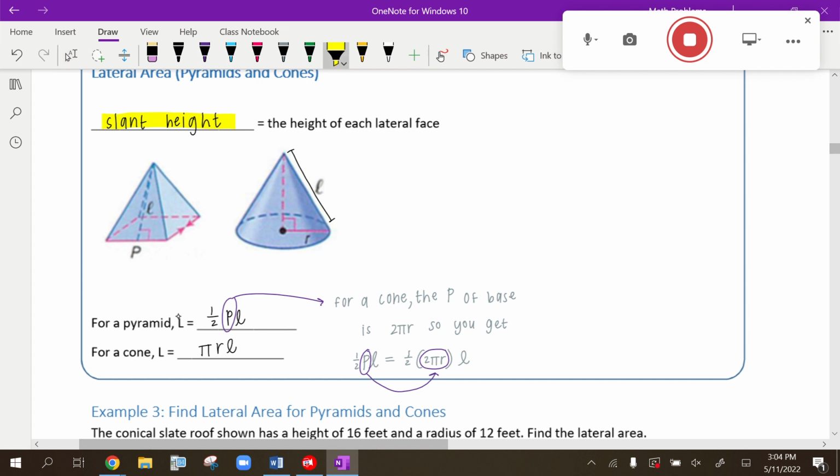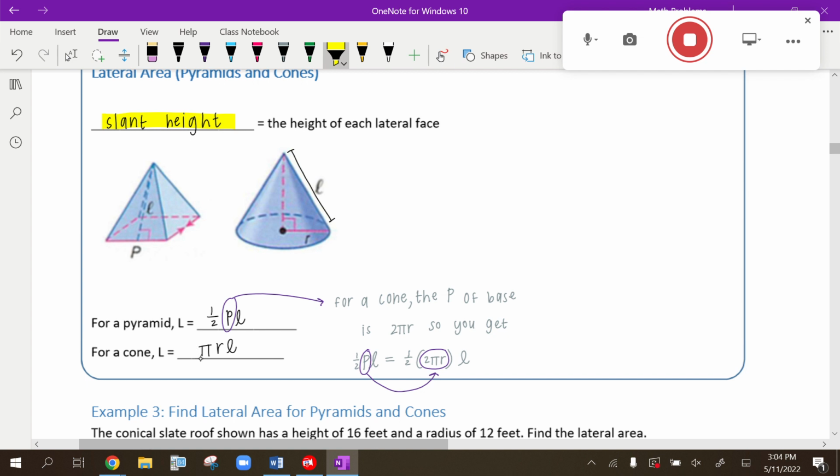For a pyramid, the formula is the lateral area is equal to 1/2 PL. So it's the perimeter of the base times the slant height this time. Instead of the regular height, the altitude, you have to multiply by the slant height.